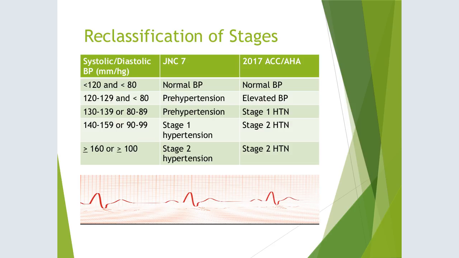Okay. Reclassification stages according to the ACC AHA. Now less than 120 and less than 80 is still a normal blood pressure. But 120 to 129 is considered an elevated blood pressure now.